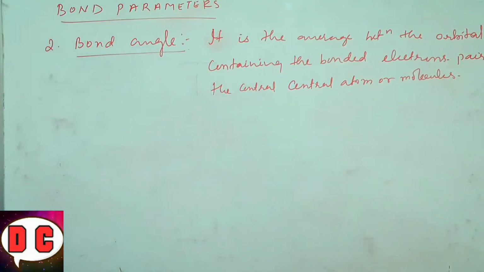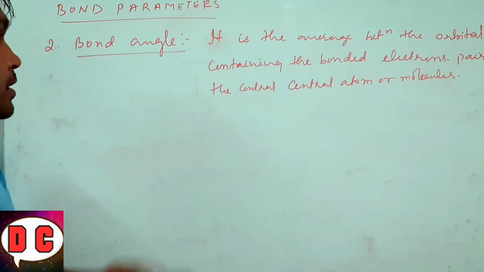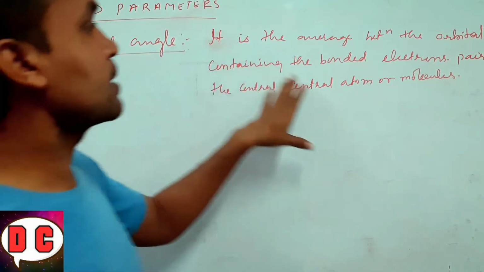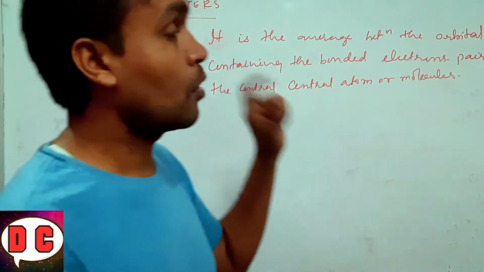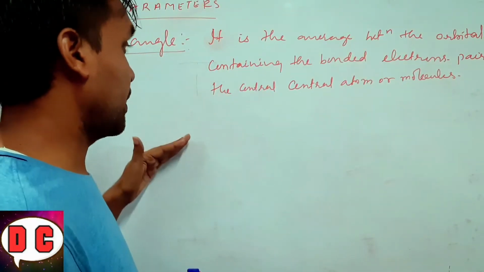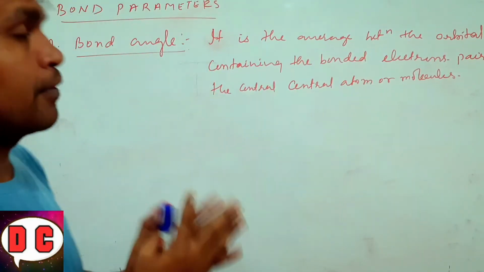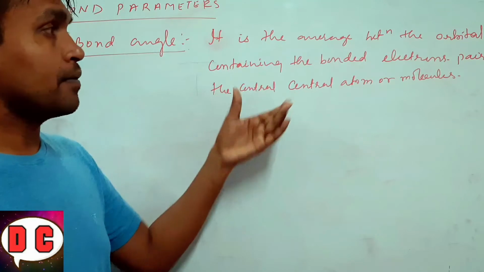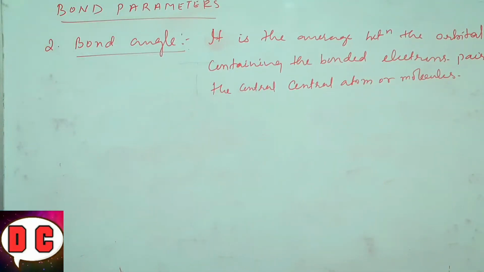Okay, what does it mean? We will explain to you. First, let's go through the definition. Bond angle is the average angle between the orbitals containing the bonded electron pair around the central atom or molecule. Okay, dear students, first you take down the definition. Pause the video and take down the definition.